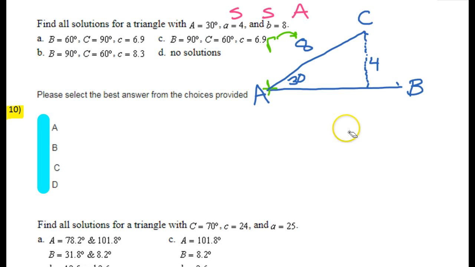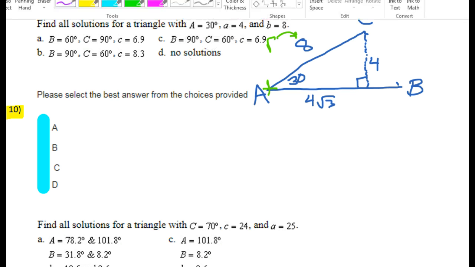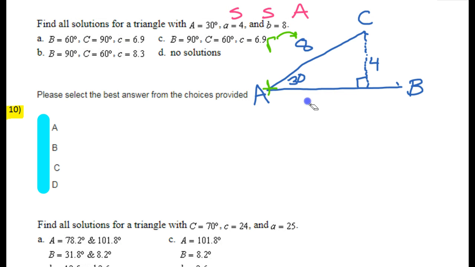Now, if we were very clever, we could actually forget about doing the law of sines right now. This is a right triangle, a special right triangle. It's a 30, 60, 90 triangle. So I know that this is actually going to be 4 radical 3, and I could solve it that way. But I don't think that's what they mean for us to do, and if this was like 35, that wouldn't work. So let me just pretend that I didn't notice that this was a special right triangle.